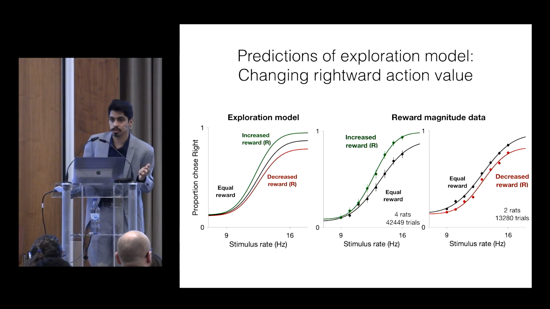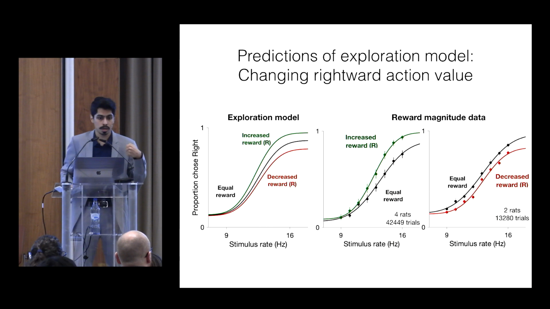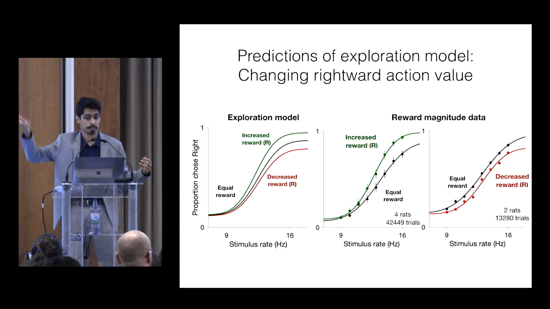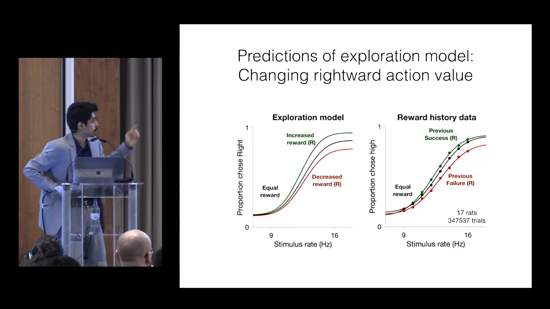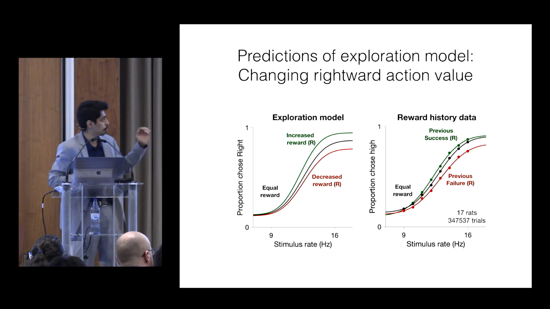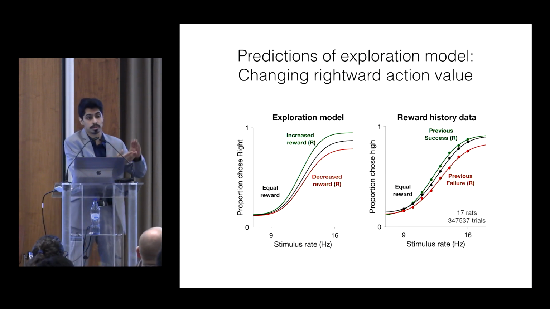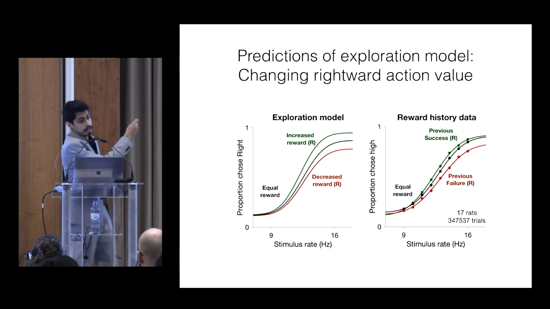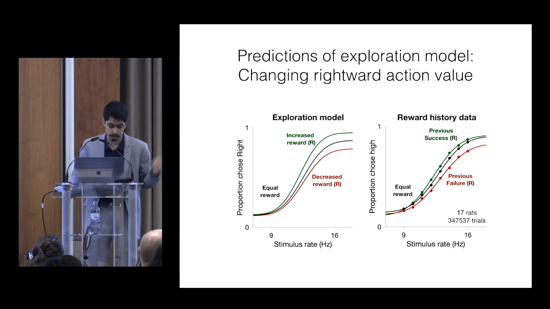Another way that we can test this model is by looking at trial history effects. If the animals were continuing to learn, then successes or failures on the right should only update the action value on the right. And again, that should only affect the lapses on one side. So this is data from 17 rats again, but split on the basis of whether the previous trial was a success on the right or a failure on the right. And again, you can see that this only affects the lapses on the right, as you would predict from the exploration model.